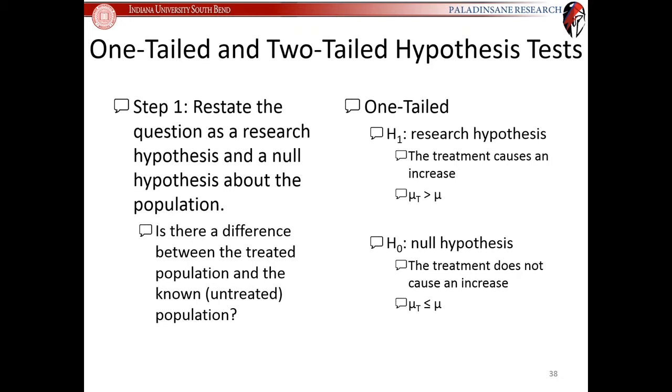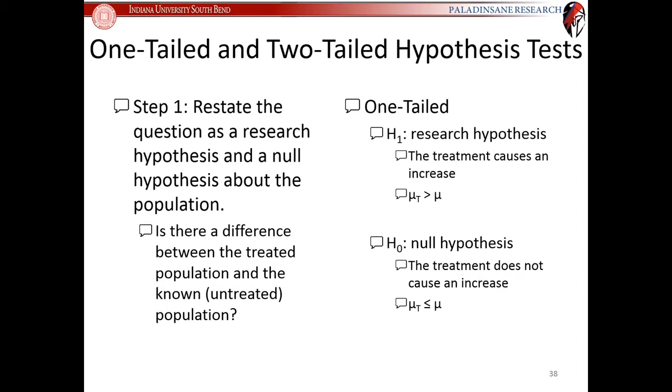Some places you might see the null hypothesis written as equals. In your textbook, I believe sometimes in the homework it's written as equals. I might be wrong on that, I hope I am. But it needs to cover all three possibilities. The correct null hypothesis for a one-tailed hypothesis test is that your treatment does not cause an increase. In this case, your treatment is less than or equal to the original population. And again, that covers all three possibilities. So that's one version of the one-tailed hypothesis test. That's for when you're looking for an increase.